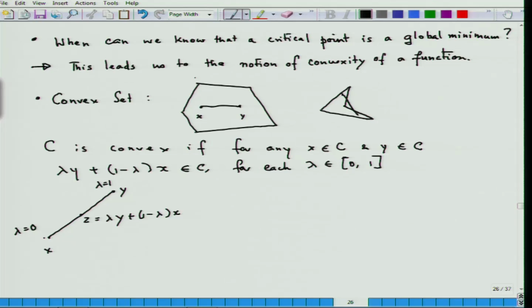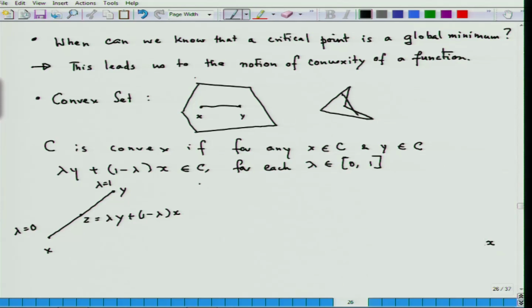So as I make lambda move from 0 to 1, I am actually moving along the line segment from x to y. So that is what it says: if you move along the line segment from x to y, you still continue to remain in the set C, and this is what is called a convex set.